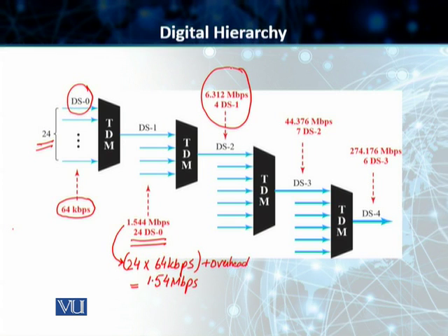Students, we combine 4 DS1s in this case to come out with a DS2 channel, and the DS2 is a 6.3 megabits per second service. Then we have 7 DS2s to come up with a DS3, and this is a 44.37 Mbps service. And finally we have got a DS4 which is 6 DS3s combined together, and it's a 274 Mbps service.